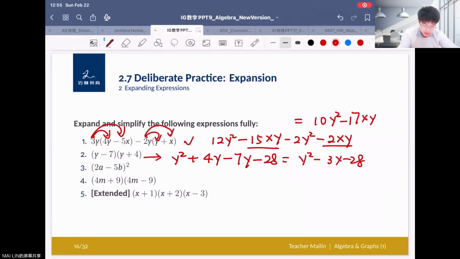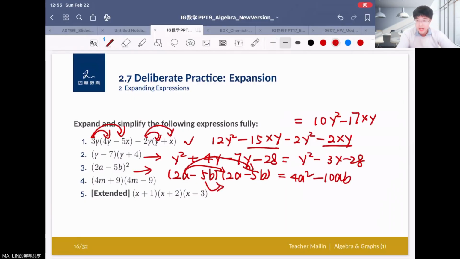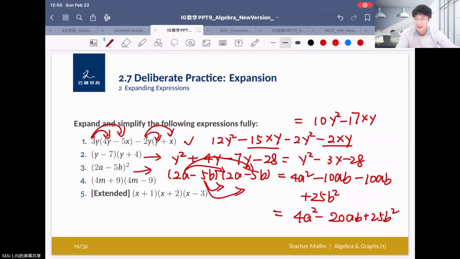And for the third question here is 2a minus 5b squared. So first you can write that as 2a minus 5b times 2a minus 5b. 2a times 2a equals 4a squared, and 2a times negative 5b is negative 10ab, and negative 5b times 2a is negative 10ab, and negative 5b times negative 5b is plus 25b squared. So the answer is 4a squared minus 20ab plus 25b squared.